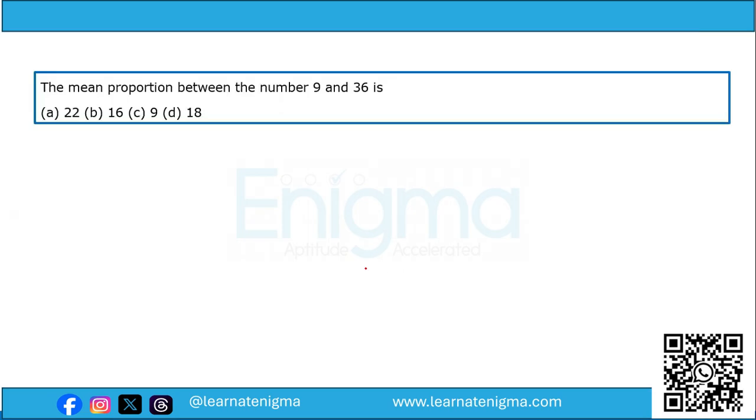The mean proportion between the number 9 and 36 is. Now, if we write it down, A upon B is equal to B upon C. B is known as the mean proportion between A and C. Now, your A and C are given as 9 and 36. So, we get B square is equal to 9 into 36.